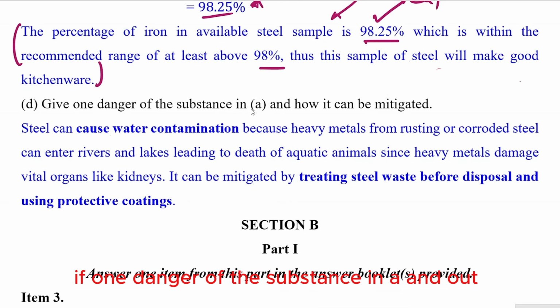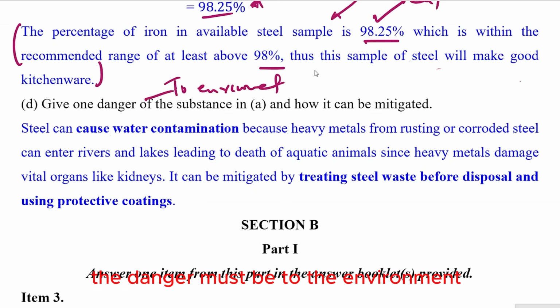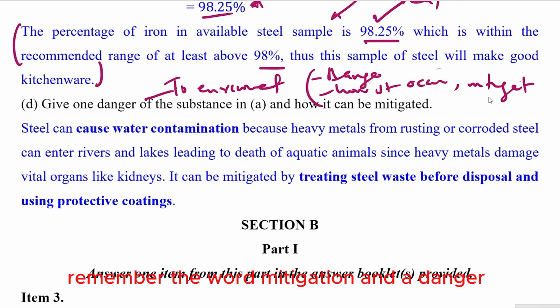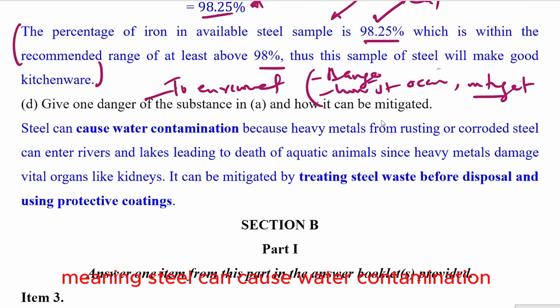Give one danger of the substance in A and how it can be mitigated. So we should note that the danger must be to the environment. And the danger should have 3 things: the danger, how it occurs, and the mitigation. Remember the word mitigation and the danger. But how it occurs is implied in the statement if it is to create meaning. Steel can cause water contamination. Do you stop there? After water contamination, then what?